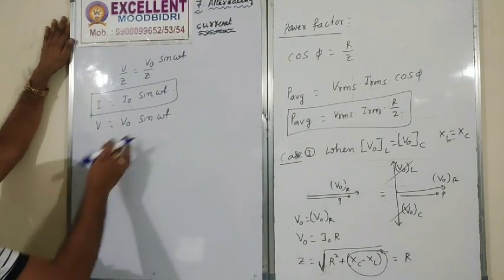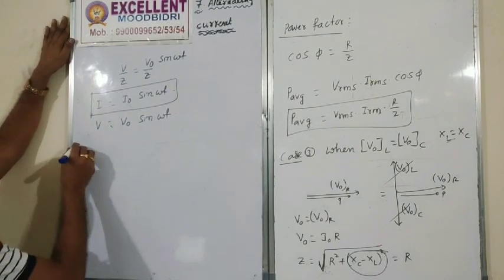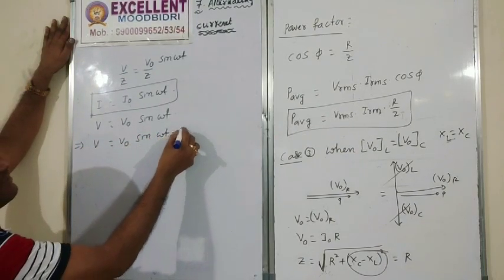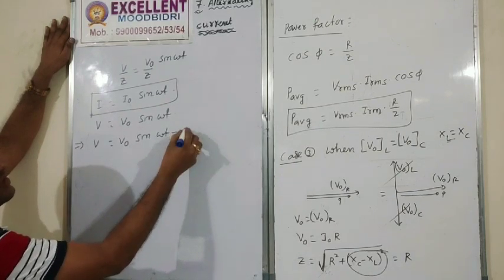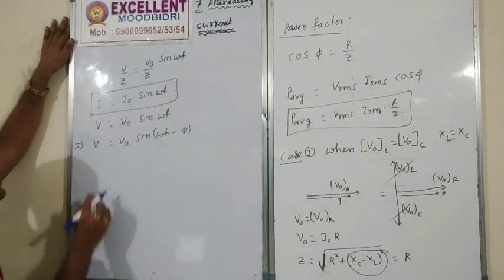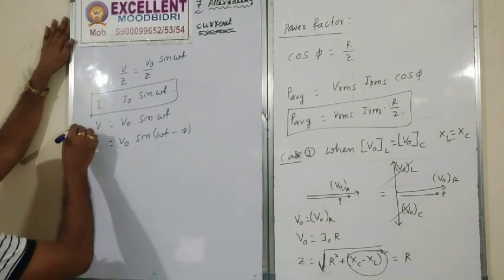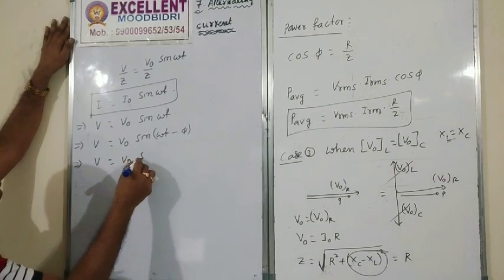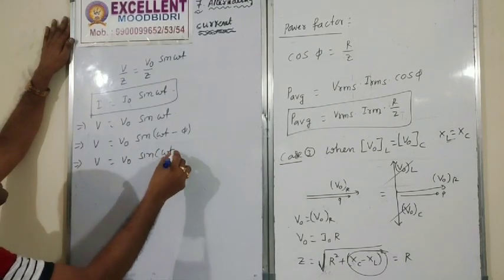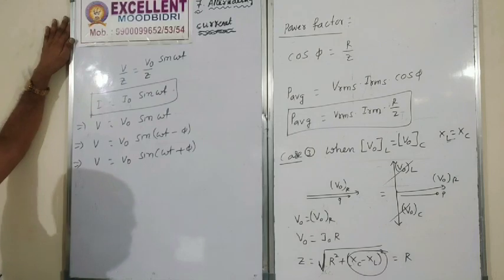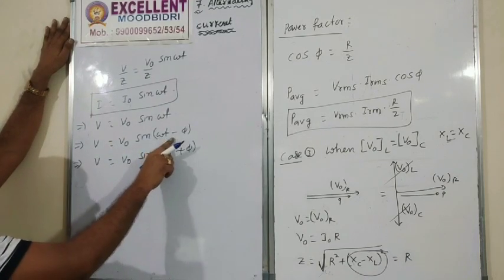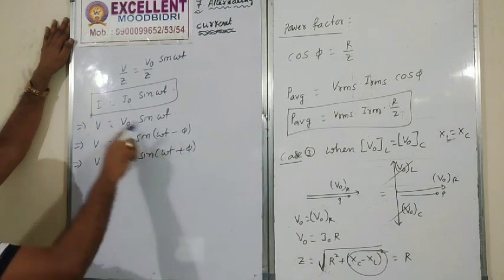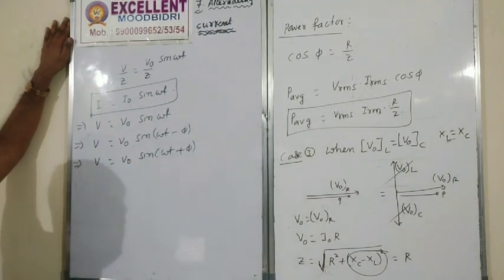Okay, for case 3. For case 2, sine omega t minus phi. For case 2, the supply voltage is V naught into sine omega t plus phi, in case 1. In the capacitor, voltage lags. In the inductor, voltage leads. In the resistor, voltage is the same as the current only.